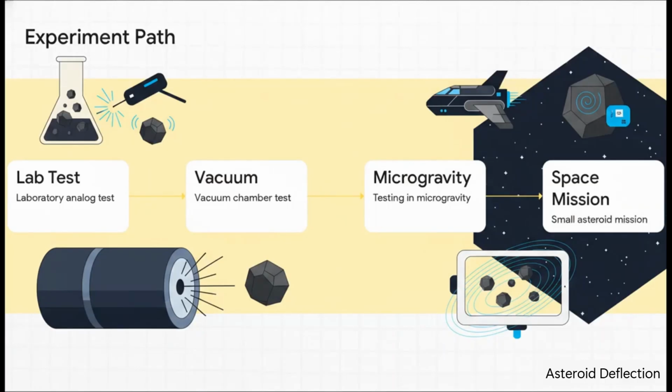So to prove this works safely, the research lays out a really smart step-by-step experiment path. We're not just jumping straight to blowing up an asteroid in space. We start with step 1, testing fake asteroid rocks in a lab. Then step 2, testing them in vacuum chambers to make sure the energy transfers without air. Step 3, testing it in microgravity up in orbit. And then, only if all of that works perfectly, step 4 is launching a small test mission to a harmless asteroid out in deep space.